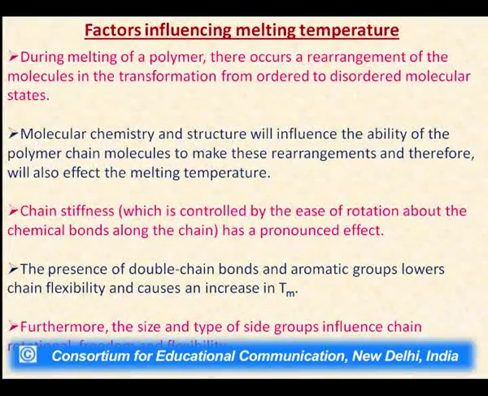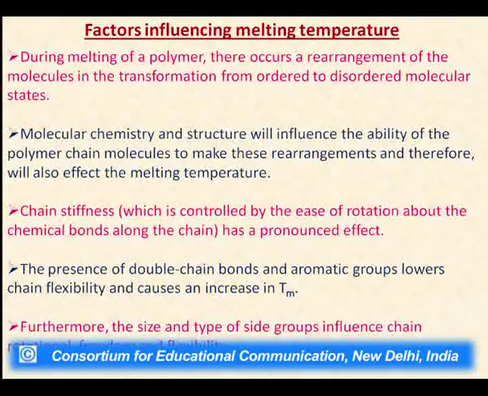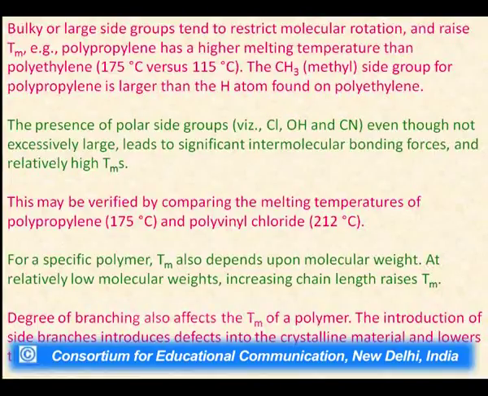One of them is the chain stiffness, which is controlled by the ease of rotation about the chemical bonds along the chain. It has a very pronounced effect on the melting temperature. The presence of double chain bonds and aromatic groups lowers chain flexibility and thus causes an increase in melting temperature. Furthermore, the size and the type of side groups, the substituents present, also influence the chain rotation, its freedom and its flexibility, which also affects the melting temperature of a particular polymer.